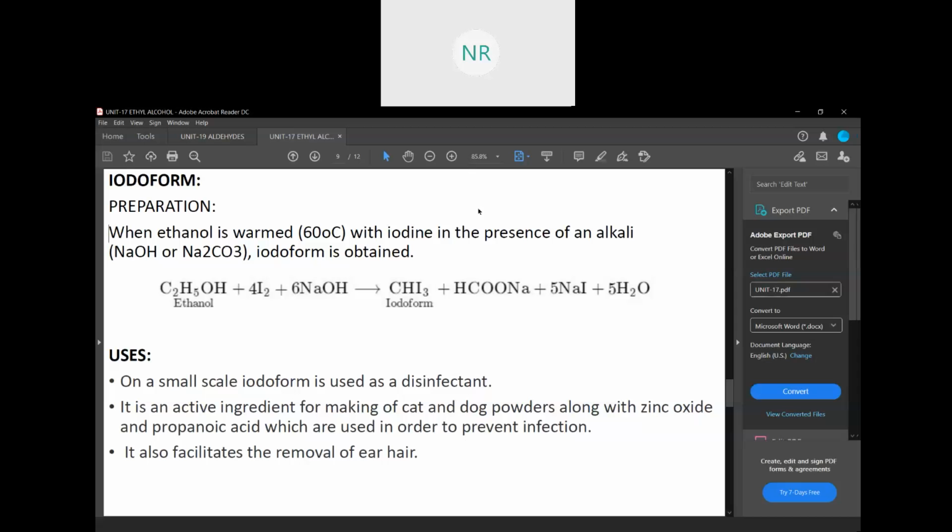So what are the uses of iodoform? On a small scale, iodoform is used as a disinfectant.